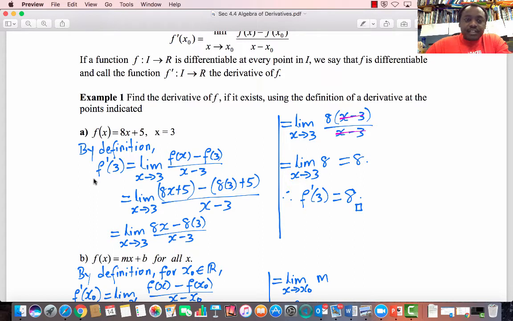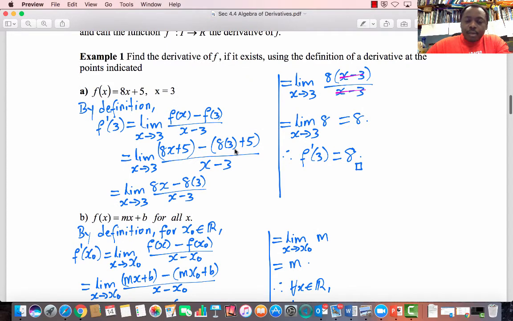So f prime at 3 is the limit as x approaches 3 of f of x minus f of 3 divided by x minus 3. I substitute my f of x and f of 3. That equals limit as x approaches 3, 8x plus 5 minus 8 times 3 plus 5, divided by x minus 3. You would observe here that I did not immediately evaluate 8 times 3. And you would soon know why that is the case.